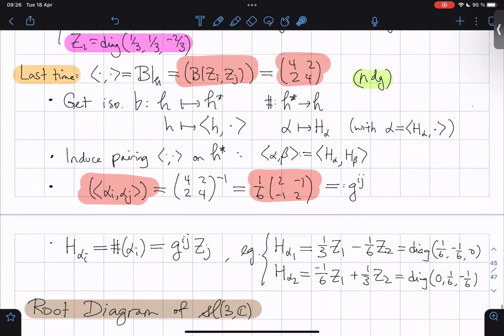Okay. If you work through the definitions, then these H alphas, you basically just take this dual basis and multiply it with this Gij matrix that you get over here. And so you could work out these components. Okay. So before I continue, any questions? That is a lot of information. But most importantly right now, we have a pairing on H star, and that's going to give rise to distance and angles. Okay, so any questions before I continue?